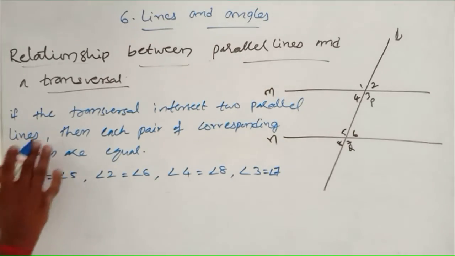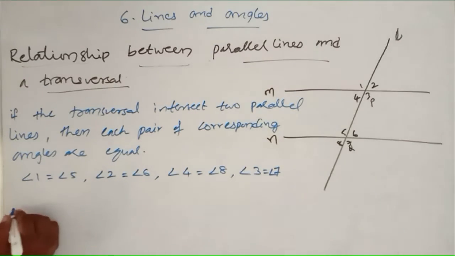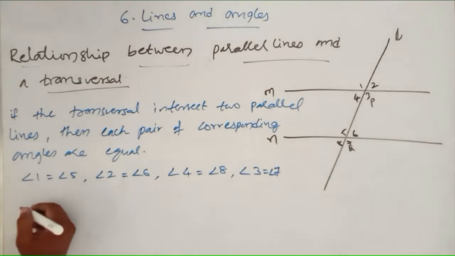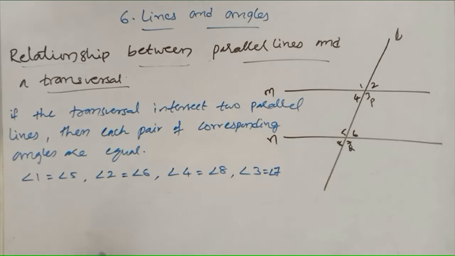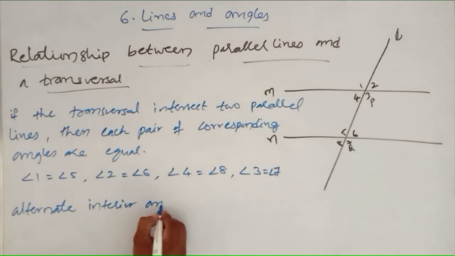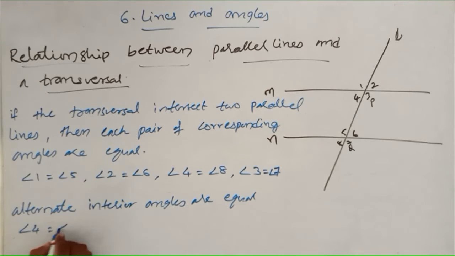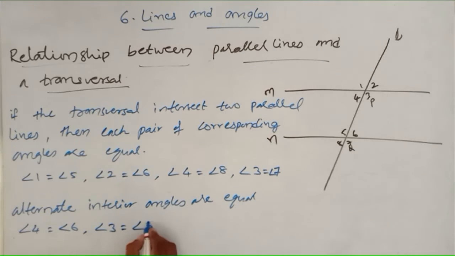The next is, if a transversal intersects two parallel lines, then alternate interior angles are equal. What are the alternate interior angles here? Angle 4 is equal to angle 6, angle 3 is equal to angle 5. So these are the alternate interior angles.